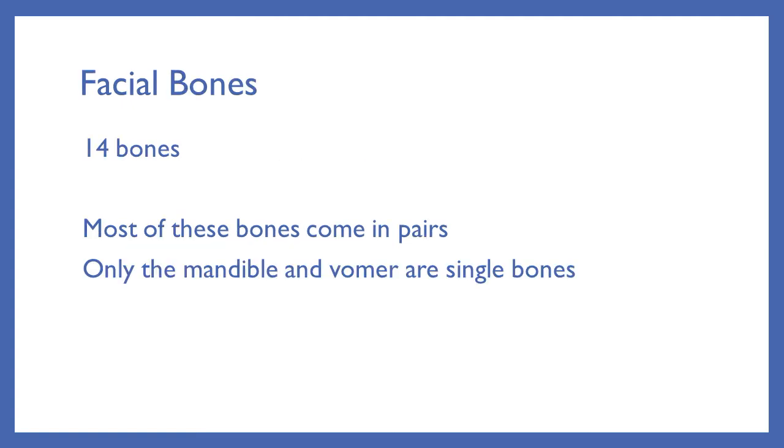On to the facial bones. There are 14 bones that make up your face. Most of these bones come in pairs, with only the mandible and the vomer being single bones. The rest have a bone on the left side and a bone on the right side that fuse together at the center.